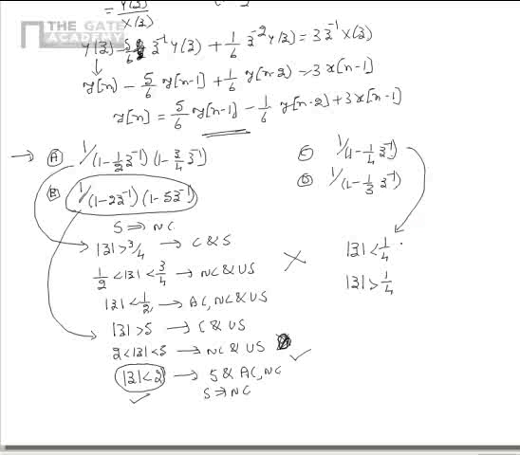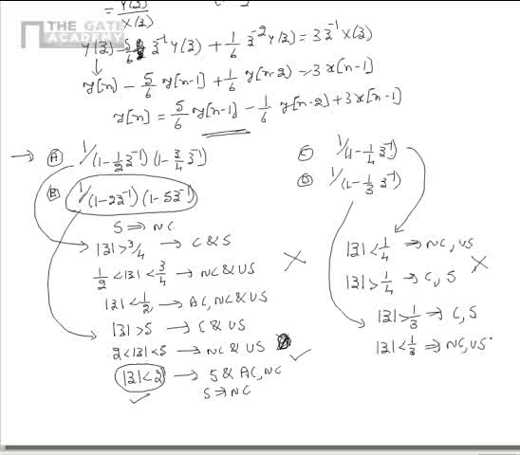However, if we check option C, in case of ROC mod z less than 1 by 4, the system is non-causal and unstable. In case of mod z greater than 1 by 4, the system is causal and stable. So option C is also not the correct one. In case of option D, the possible ROCs are mod z greater than 1 by 3 and mod z less than 1 by 3. In case of the first ROC, the system is causal and stable. In case of the second ROC, the system is non-causal and unstable. So option D is also not the correct one.